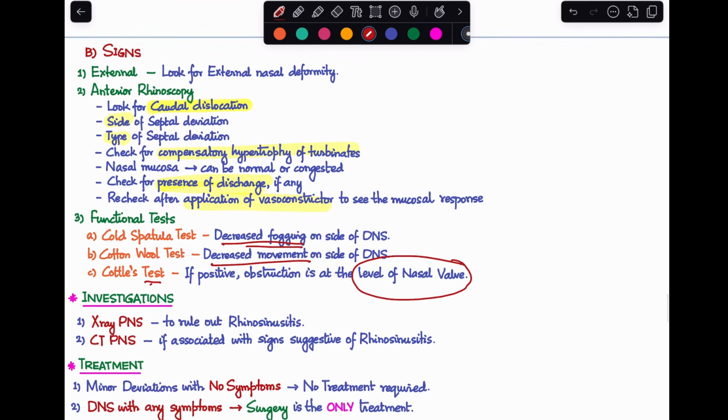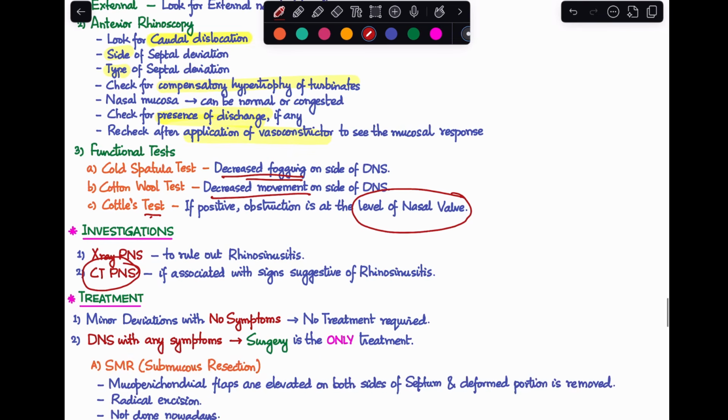Now, coming to investigation, usually in most cases, we do not need to do anything. But if we suspect sinusitis along with it, then we can perform an X-ray PNS, which was done earlier. But in today's times, we mostly do a CT scan of the PNS if we have any signs suggestive of rhinosinusitis. And a CT scan is also done if you are planning for a surgery in the patient. Next, let's move on to the treatment.